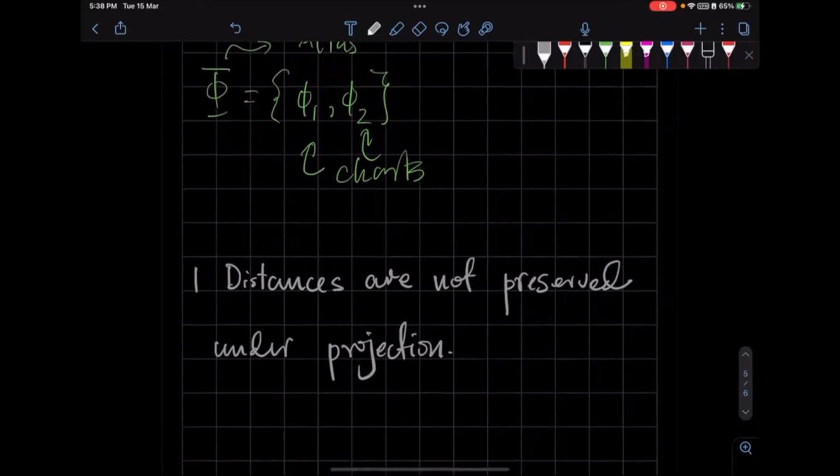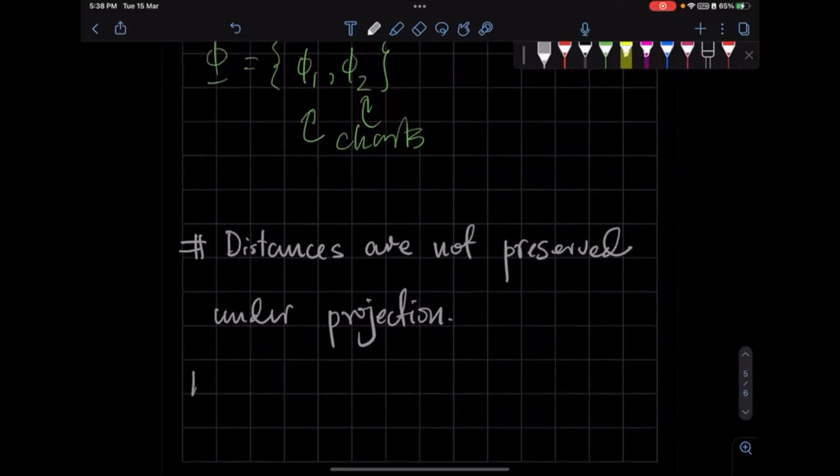And the first comment is that distances are not preserved under this projection. Now, distance squared is essentially what we call locally an area, right? So areas are also not preserved under the natural measure.